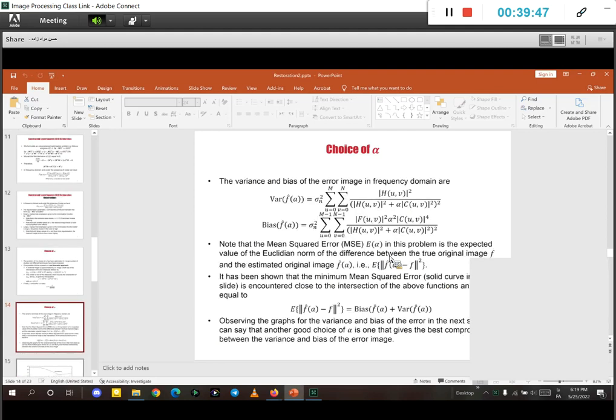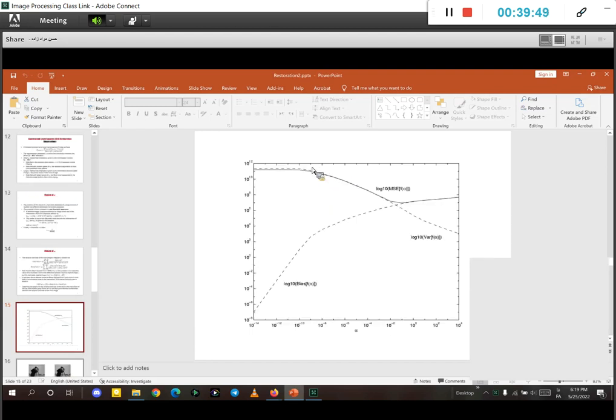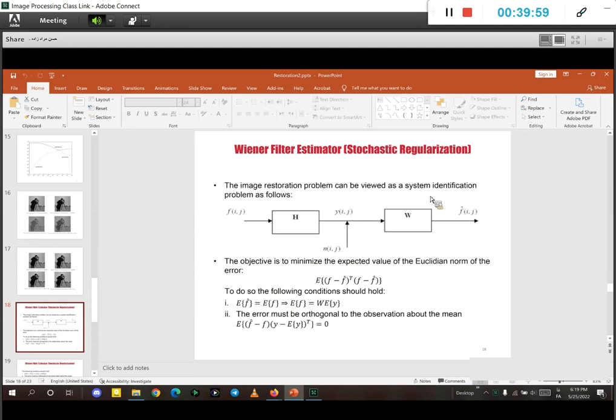The next one, Wiener filtering or Wiener filter estimator. Here we have a stochastic regularization. The image restoration problem can be viewed as a system identification problem as follows. We have the input image f applied to a degradation system, and maybe adding some noise to it, n. This is y, the output blurred or degraded image.